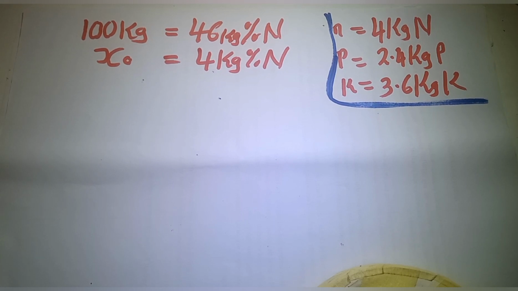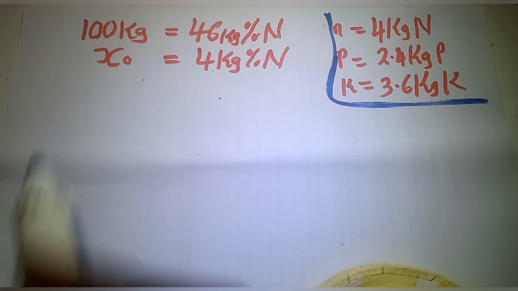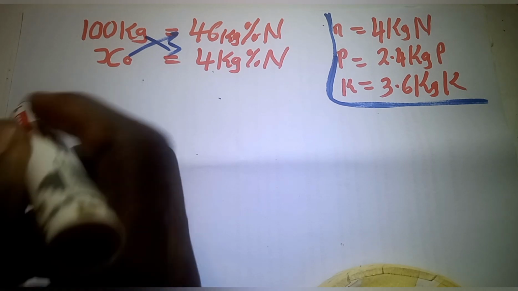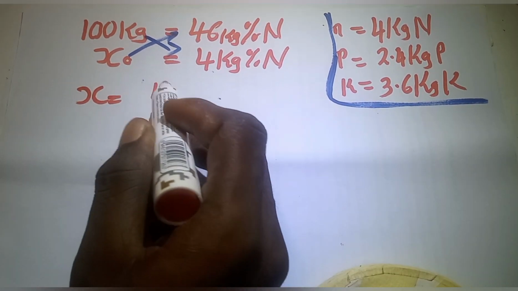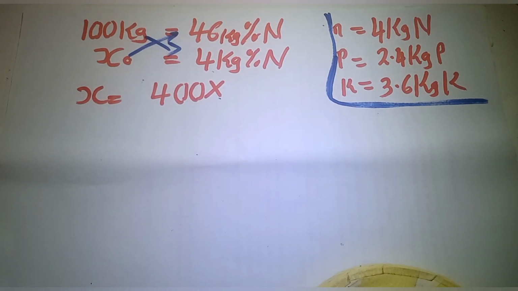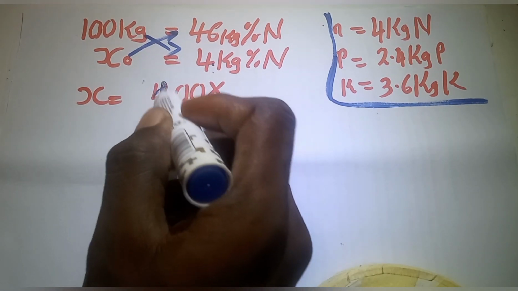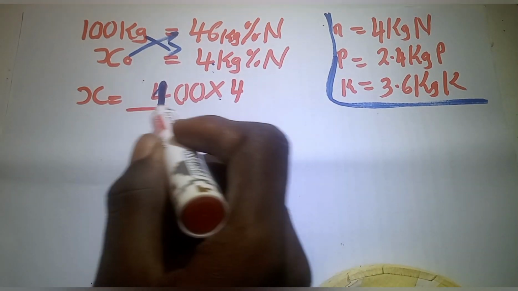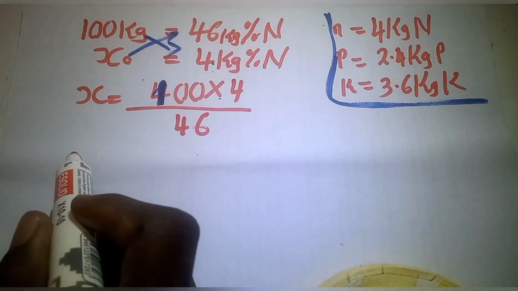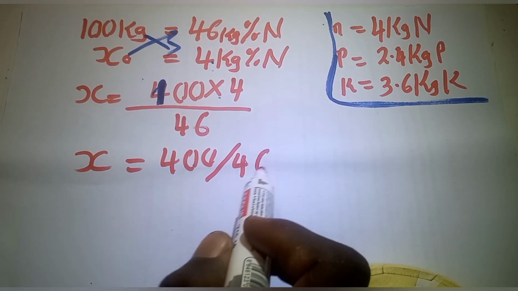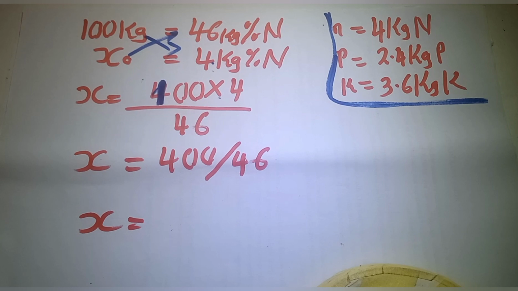Now, if you want to calculate this, it follows the same approach. The next thing to do is to cross multiply. This will go to this, as well as this will go to this. After doing that, you're going to have x equals 100 multiplied by 4 all over 46. So x is equal to 400 over 46, which you get by punching your calculator: 400 divided by 46.